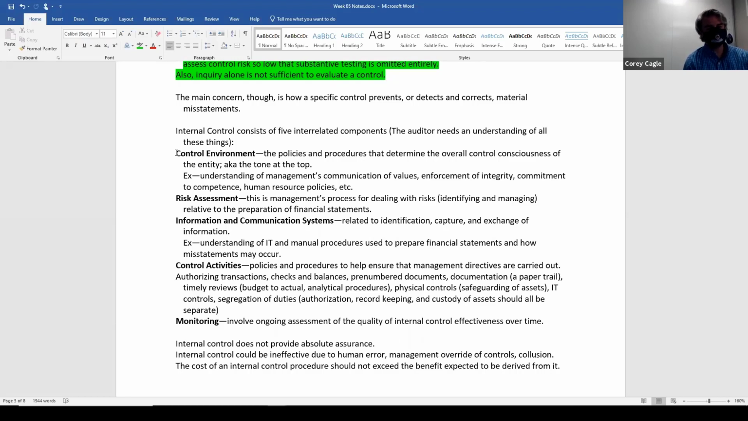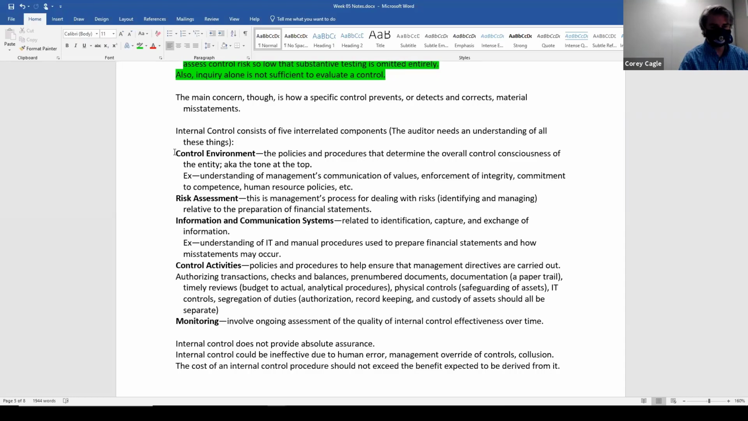They've got internal control consisting of these 5 components. The audit plan or audit program that we used at the firm I used to work for had specific checked-off items related to all 5 of these, built into the audit plans. So we specifically assessed all of this stuff. So we've got the control environment. This is the tone at the top stuff. This is the policies and the procedures that determine the overall control consciousness of the entity. In other words, the tone at the top.